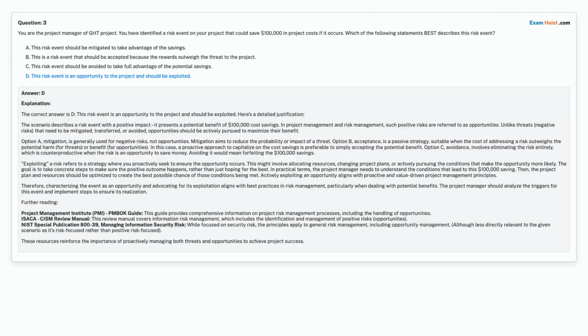Correct answer is Option D. This risk event is an opportunity to the project and should be exploited.